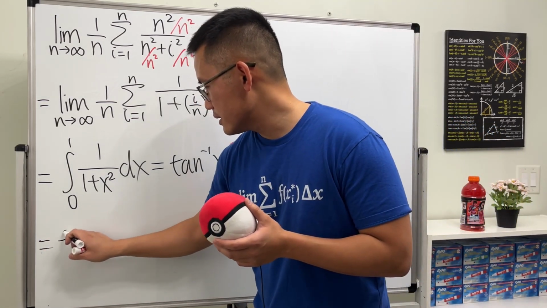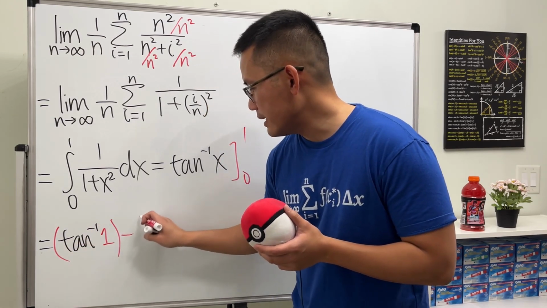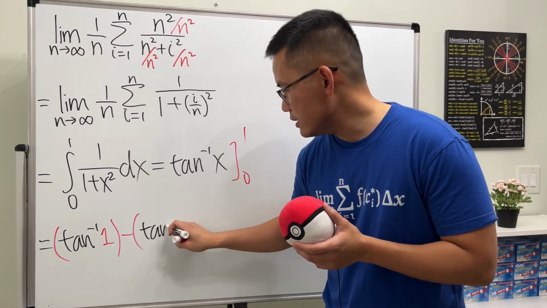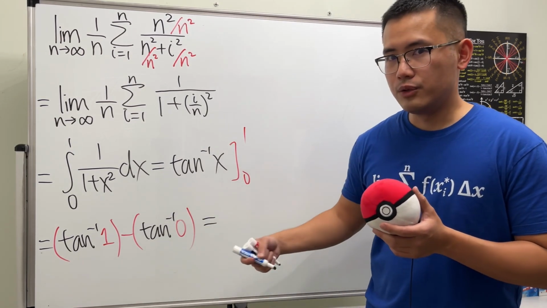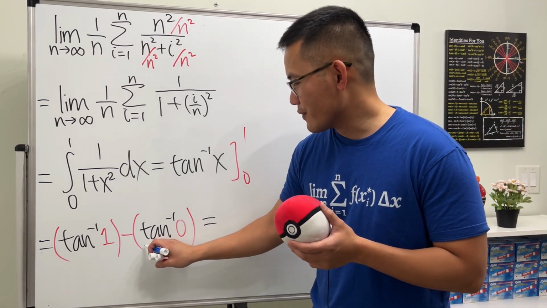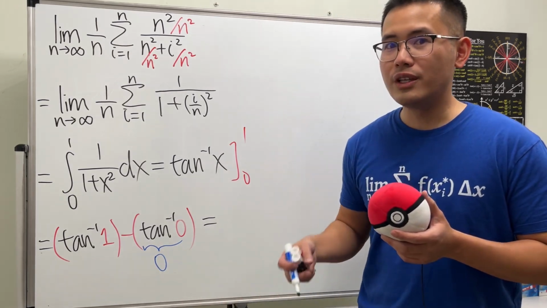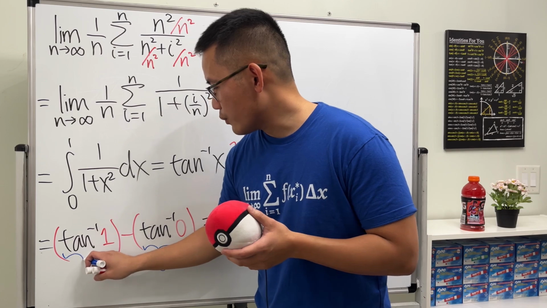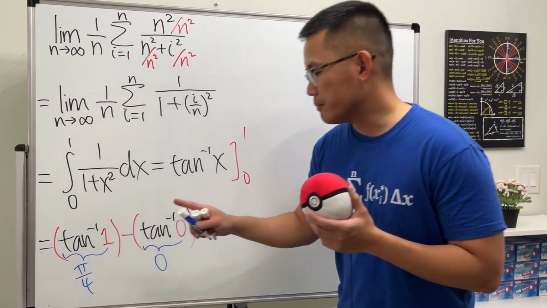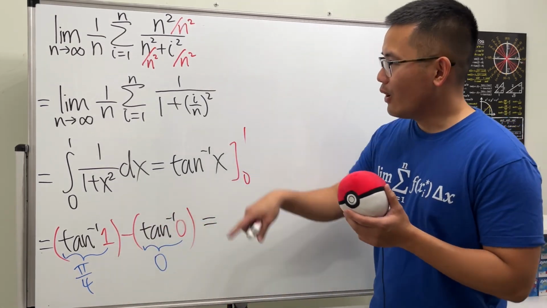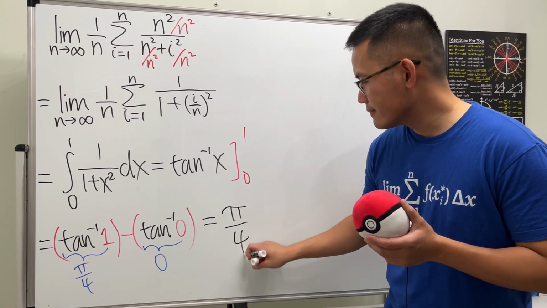So this right here is inverse tangent. Put the 1 in first. So that's the first part. Minus, put a 0. We have inverse tangent of 0. Okay, remember your inverse trig functions as well. Inverse tangent of 0 is 0, because tangent of 0 is 0. And inverse tangent of 1 is pi over 4, because the regular tangent of pi over 4 will give you 1. So all in all, this right here will give us pi over 4.